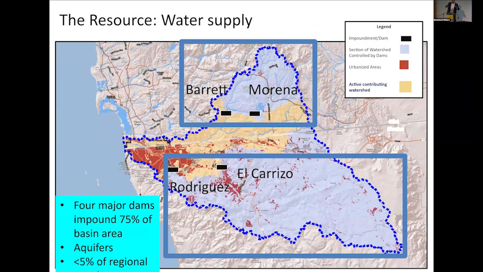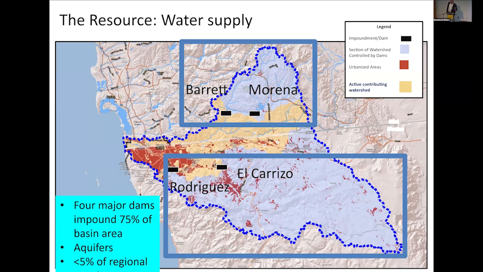So the Tijuana River is divided into two parts, not by the border, but by dams. So there is a blue area that contributes flow to the four big dams on the river, the Rodriguez, El Carrizo, Barrett, and Morena. So there's dams on both sides of the border that capture runoff from the upper part of the watershed. Those dams impound 75% of the basin area, and water runs off from those watersheds on both sides of the border and provide fresh water to both the United States and Mexico.